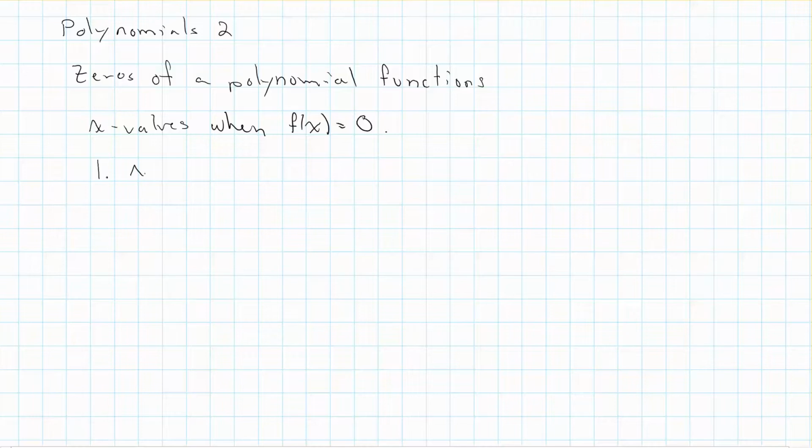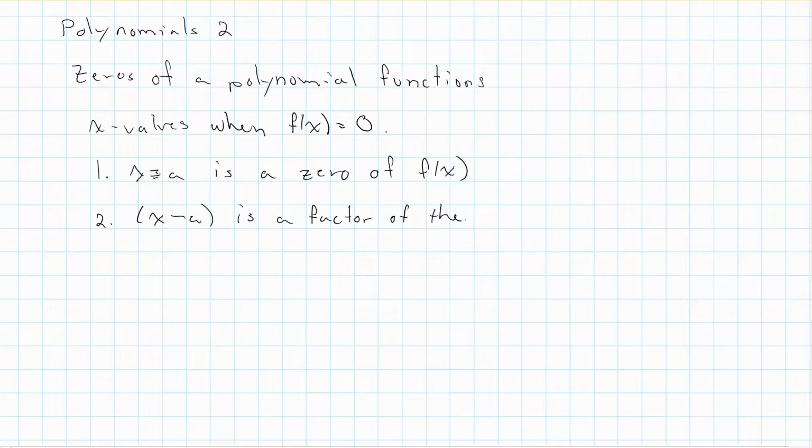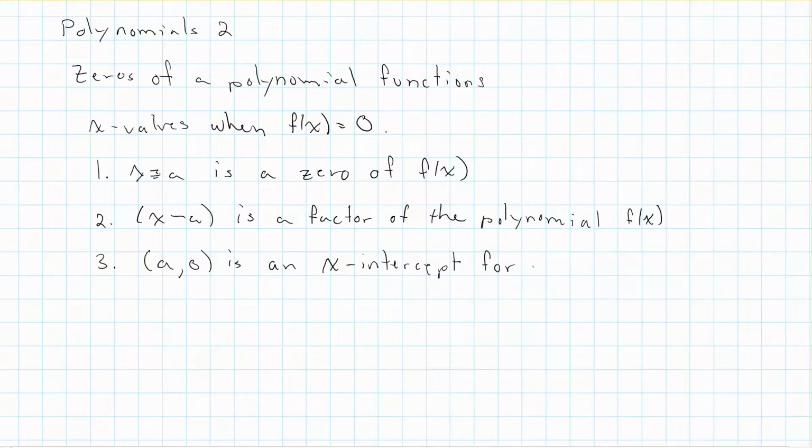Some equivalent ways of saying this is that x equals a is a zero of f(x), x minus a is a factor of the polynomial f(x), and also that (a, 0) is an x-intercept for f(x). So they all mean the same thing.